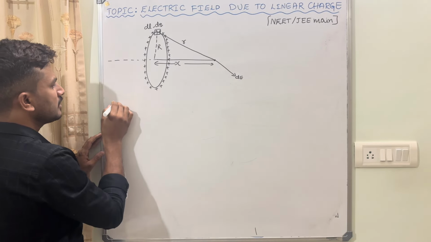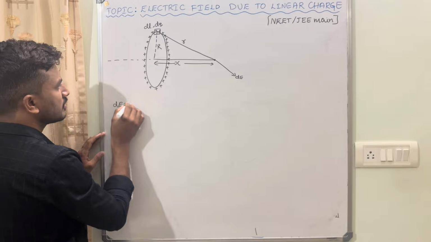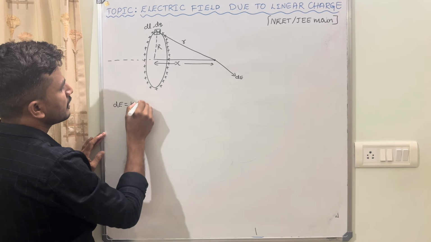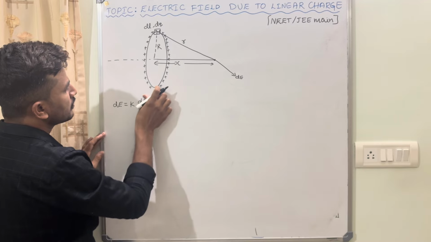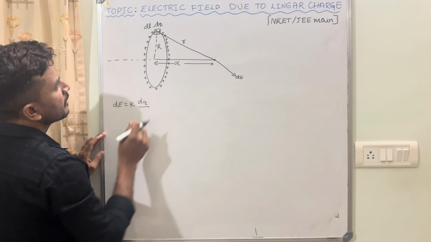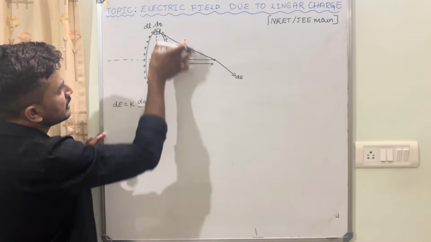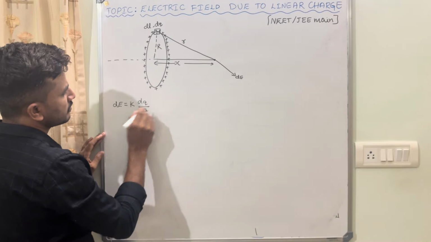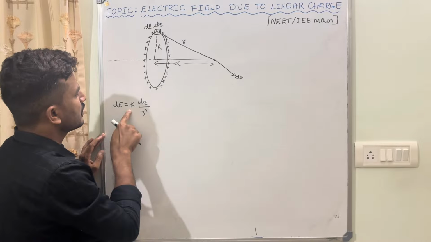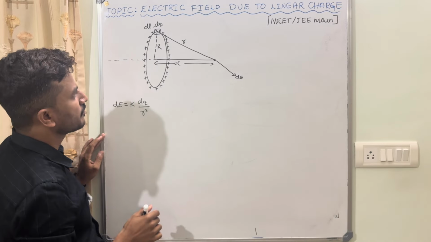So dE is given by K dq divided by the distance squared, r square. That's it. Here r is fixed, K is constant, dq is the variable.